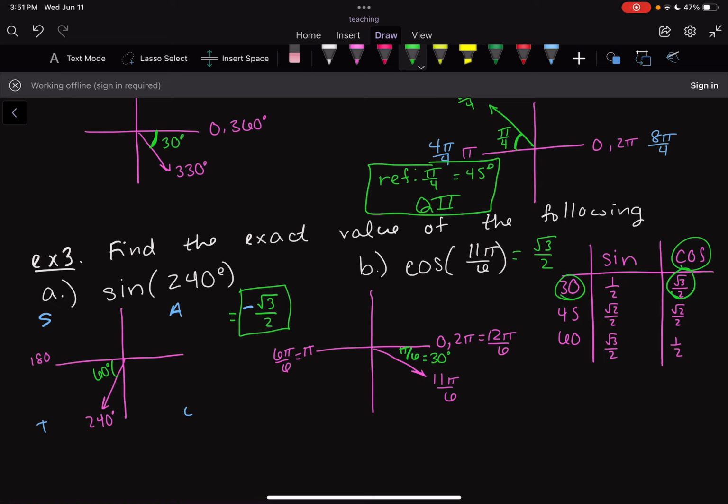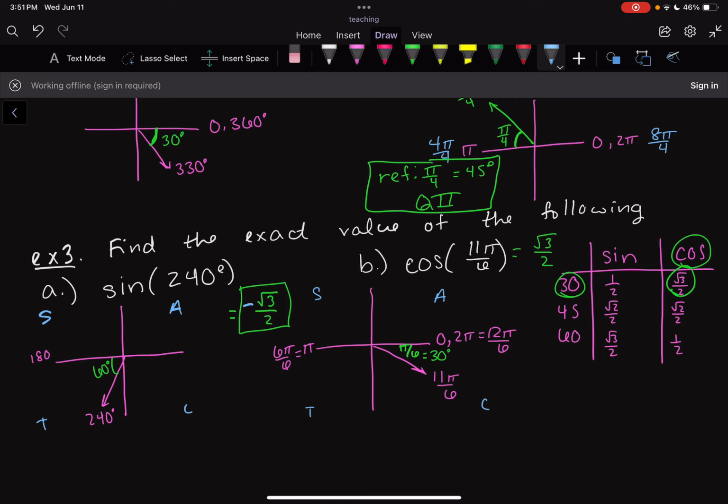And so then we need to check the sign. So let's see, all students take courses. So in quadrant 4, C is positive. So that means cosine and its reciprocal secant are both positive. So this is going to stay as positive in quadrant 4. So I hope this is making sense to you. It's really just so that you don't have to memorize everything.